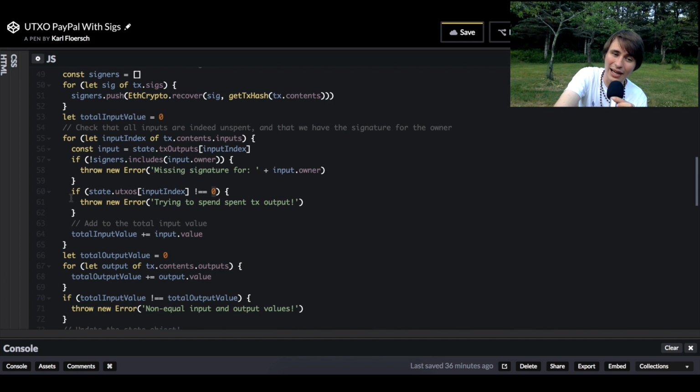Next, we're going to look at our state object and make sure that they are all unspent. Remember, if it's not equal to 0, that means it's not unspent, which means we're trying to spend a spent output. Don't want to do that. Say that 5 times fast.